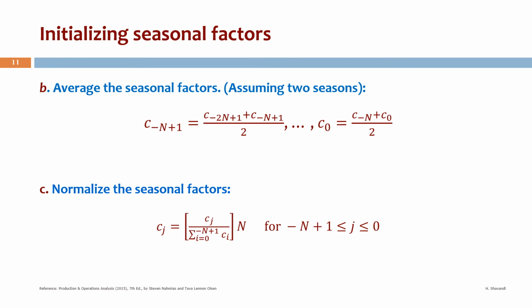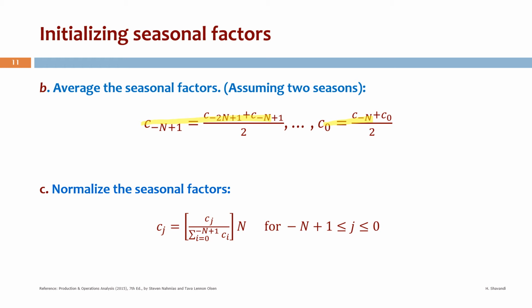Okay, then in substep B, we need to take the average over the seasonal factors. And here we're assuming we have 2 seasons, so these will be the equations for taking the averages. Let me show how this is applied by an example.